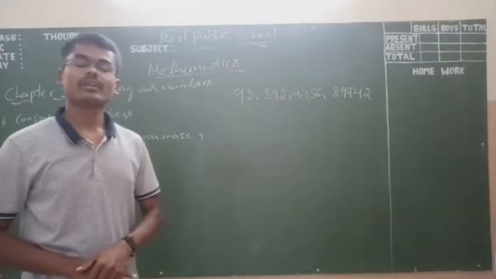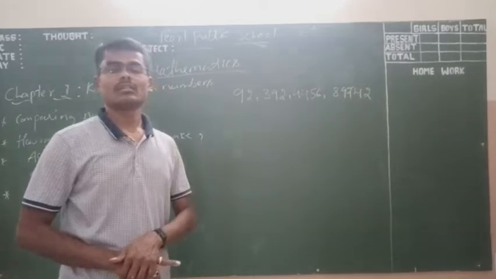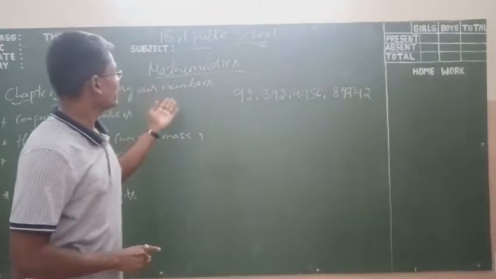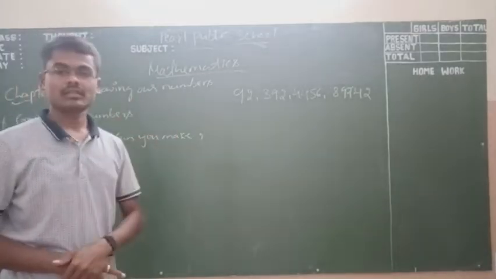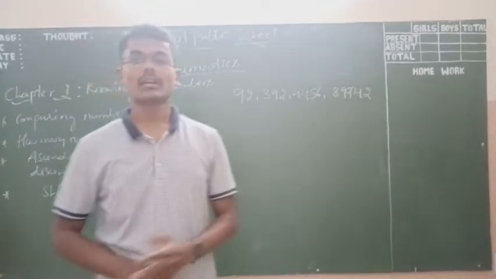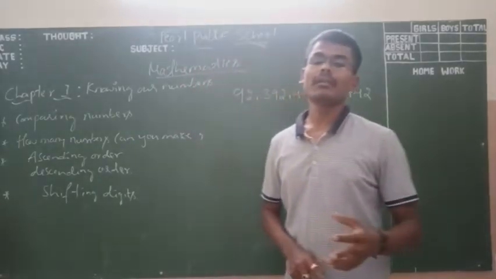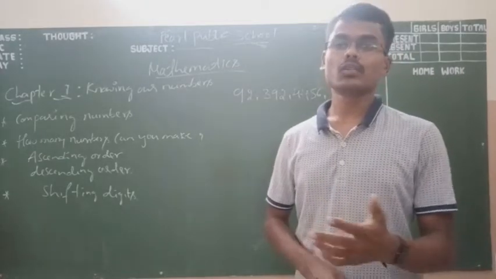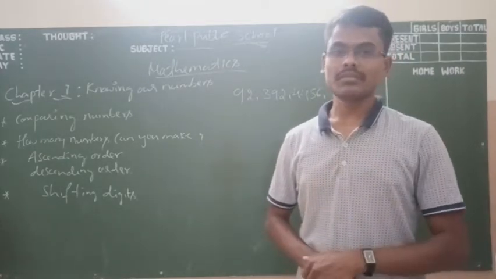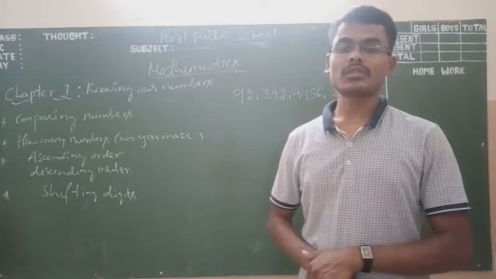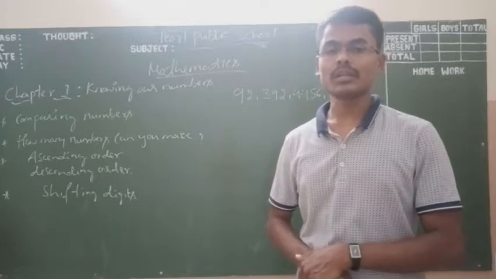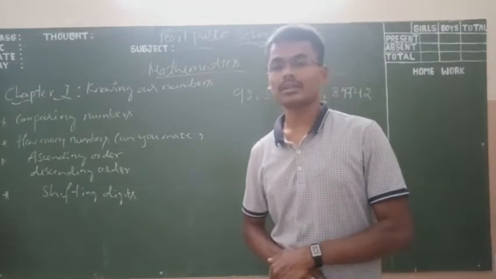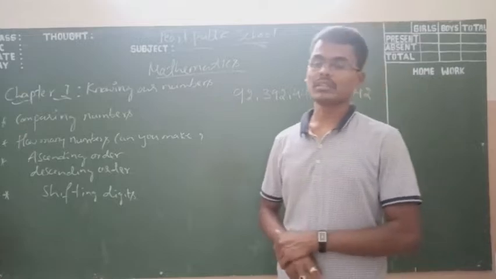Now, we are going to discuss a chapter in mathematics, that is our first chapter, Knowing Our Numbers. We have so many numbers in a number system. For example, I'm going to tell you natural numbers, whole numbers, integers, rational numbers, irrational numbers, positive numbers, negative numbers, like that. We have so many numbers.